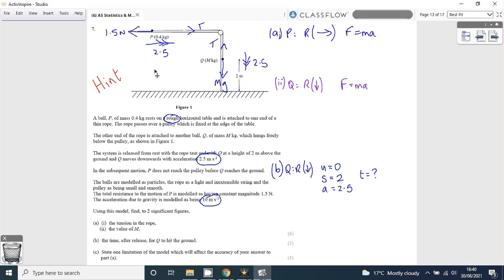So for the hint, I'm just going to complete the diagram for you. Remember, you have the tension arrows pointing towards the pulley. We've got the resistance to the motion of 1.5 newtons up here, and we've got the weight of Q being mg. Now for part A, to work out the tension in the rope, we're going to resolve for P. We're doing that because we can't resolve for Q, because we don't know the mass. So we're going to resolve for P in the direction of motion, which is left to right.